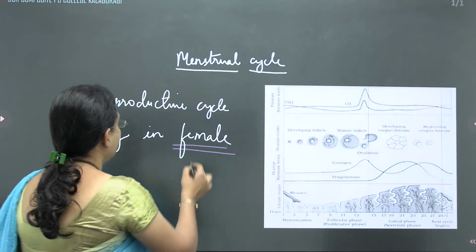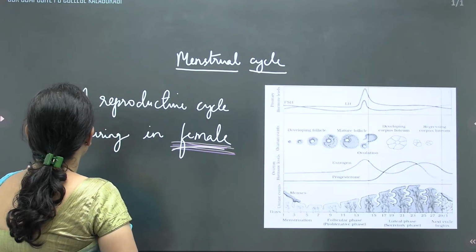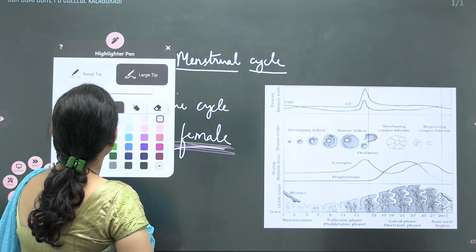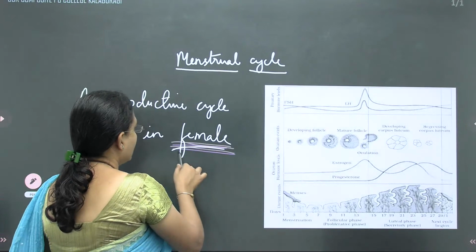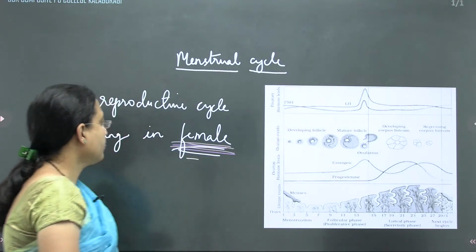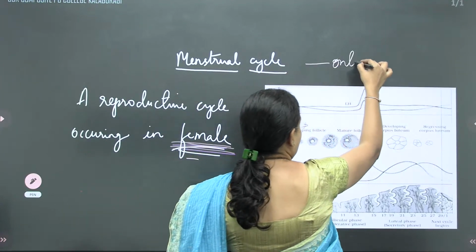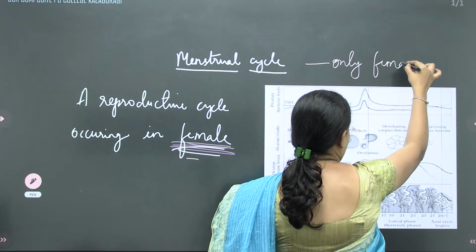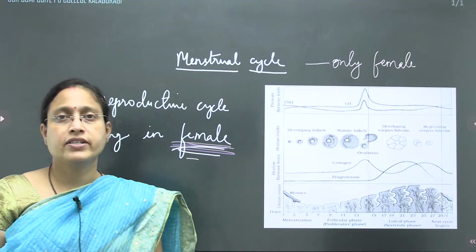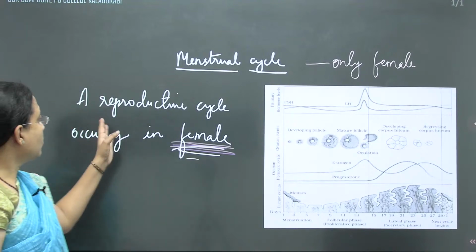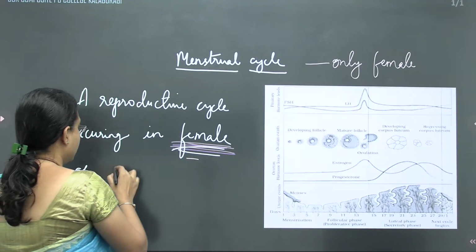So it will be occurring in the female. Therefore, menstrual cycle is an event occurring only in the female. It is not a reproductive event occurring in the male. So it is a reproductive cycle occurring in the female of primates.